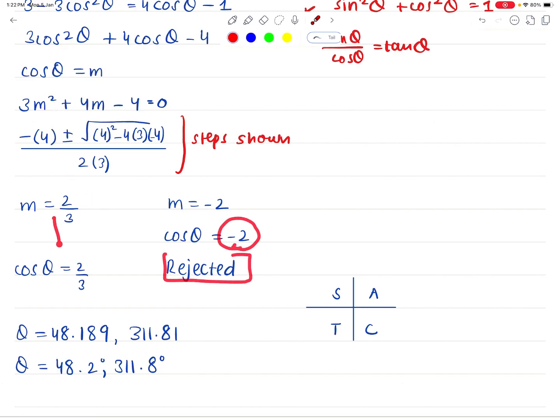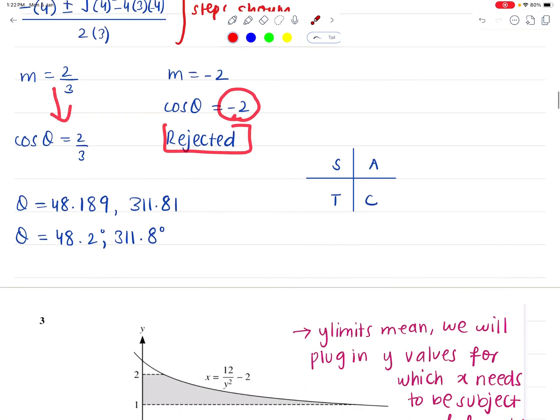This value obviously exists, and the first value that you will get is 48.189 in the first quadrant. Now, for the quadrants, you need to understand that this is all positive, sine positive, tan positive, and this is cos positive.